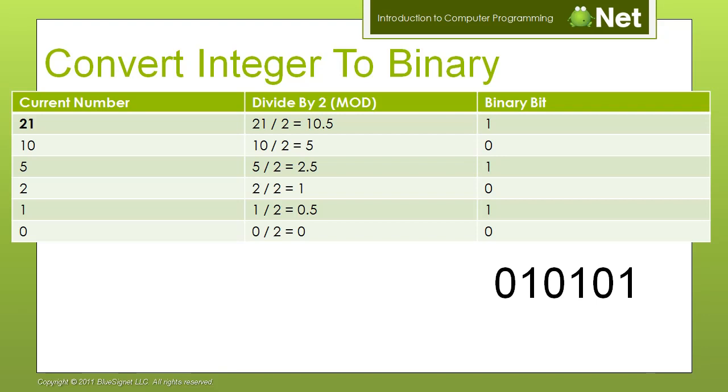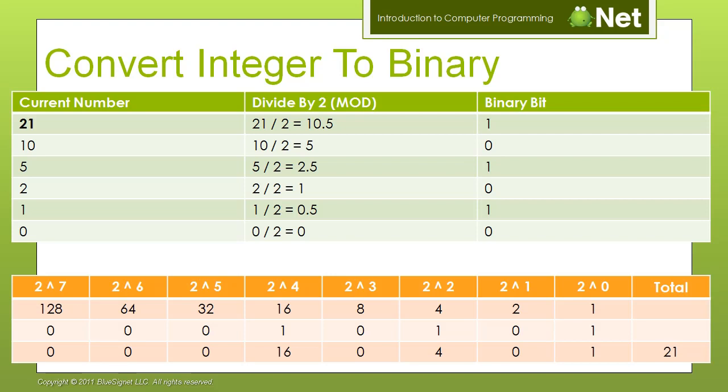So it's going to be 010101. Now, how can we prove, Brian, that this is actually 21 in binary? Well, let's put it back on our chart to convert it back to a decimal number. Based on this number, we have the on position in the 0 position, the 2 position, the 4 position, and everything else is off. So 16, 17, 18, 19, 20, 21. We have successfully converted 21 to binary and back to a decimal.